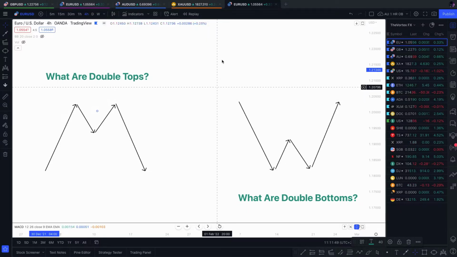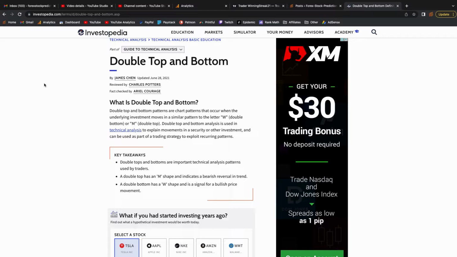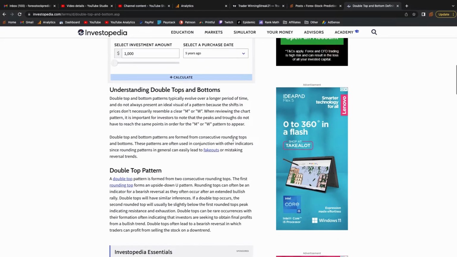What are double tops? What are double bottoms? Well, let's head to Investopedia. Investopedia says, what is a double top and bottom? Double top and bottom patterns are chart patterns that occur when the underlying investment moves in a similar pattern to the letter W for a double bottom, or the letter M for money for a double top. Double top and bottom analysis is used in technical analysis to explain movements in a security or other investment, and can be used as part of a trading strategy to exploit these recurring patterns.